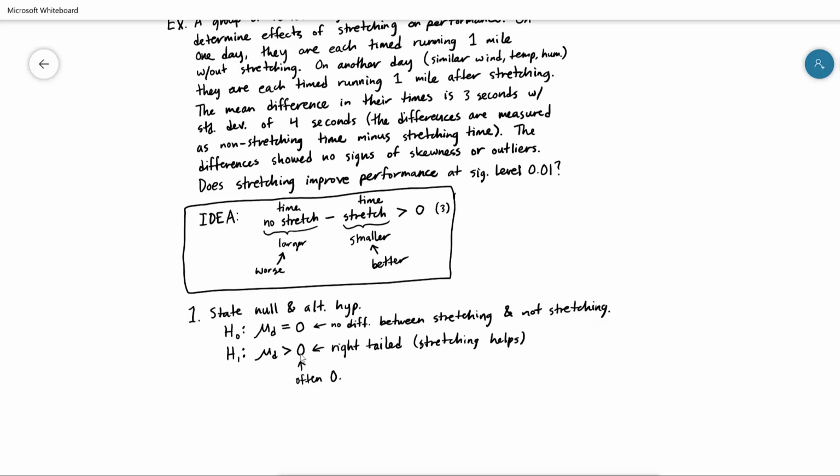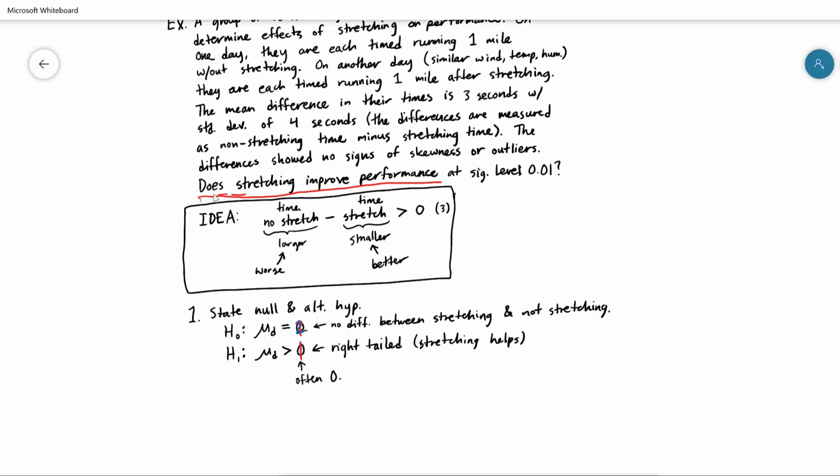If the question had said instead, so right here, if this sentence right here, instead of just saying, does stretching improve performance? In fact, let me erase the last part of that. Instead of just saying, does stretching improve performance, like at all, we could say, does stretching improve performance by at least 1 second? And if it said by at least 1 second, then I would put the number 1 here in those two places instead. Or if it said, does it improve performance by at least 2 seconds, I would put the number 2 here, 2 here, and 2 here.